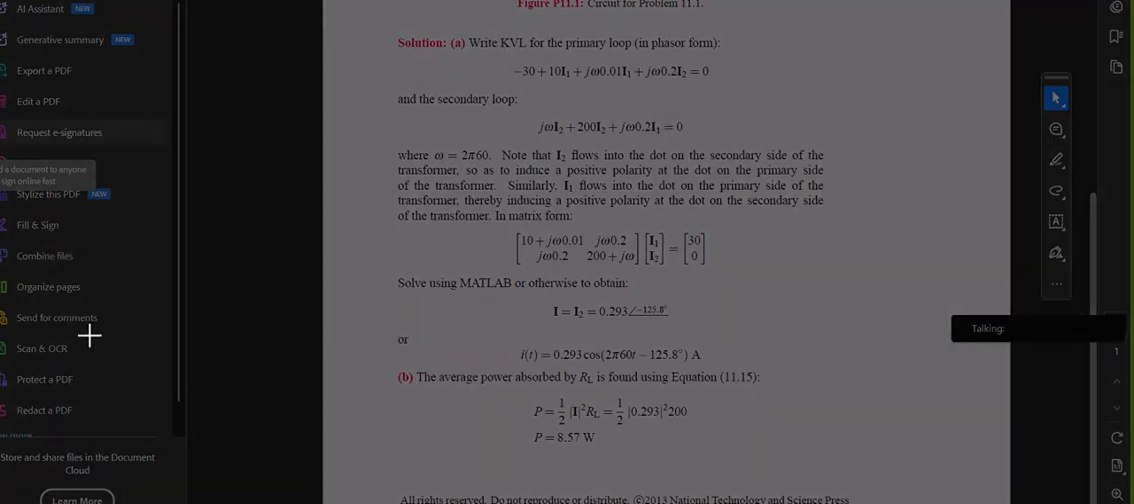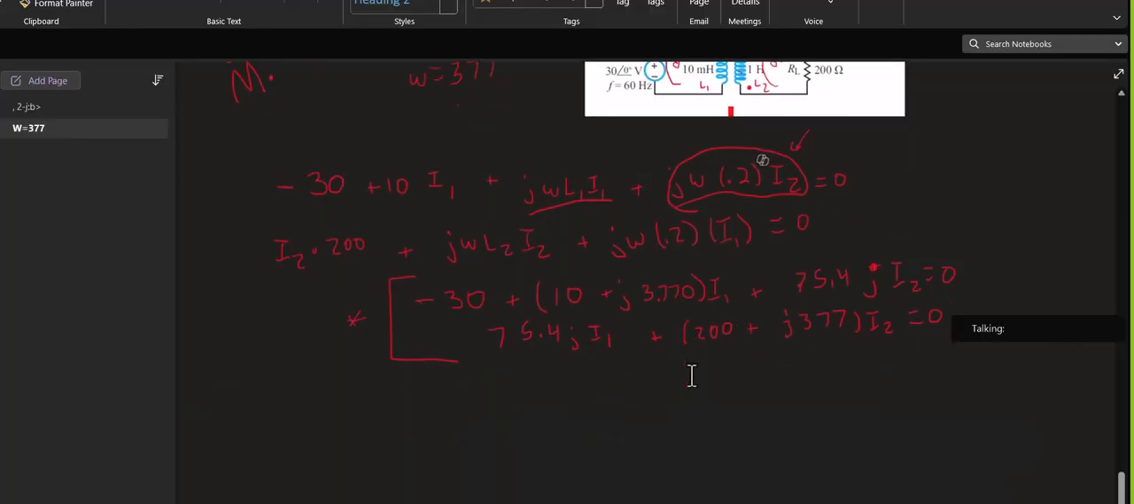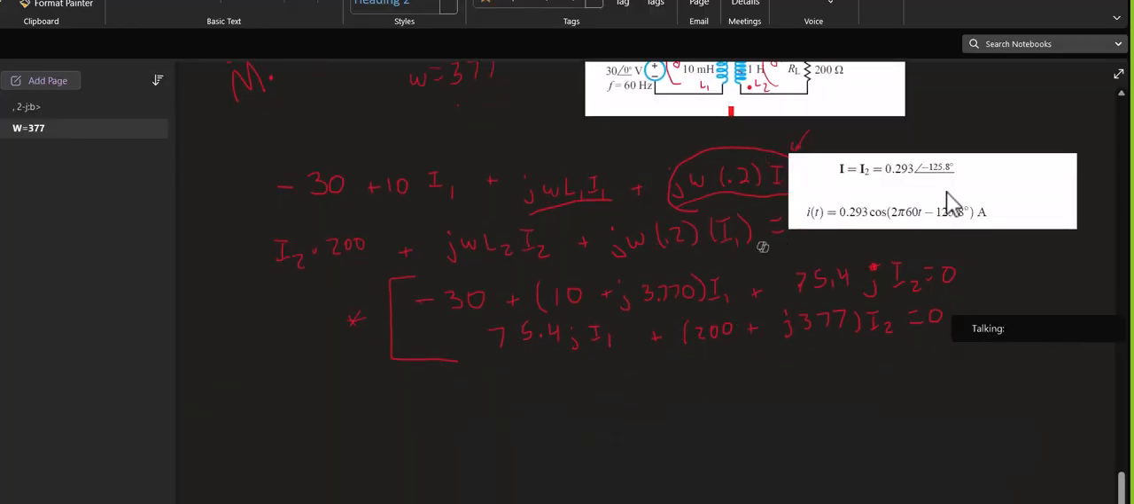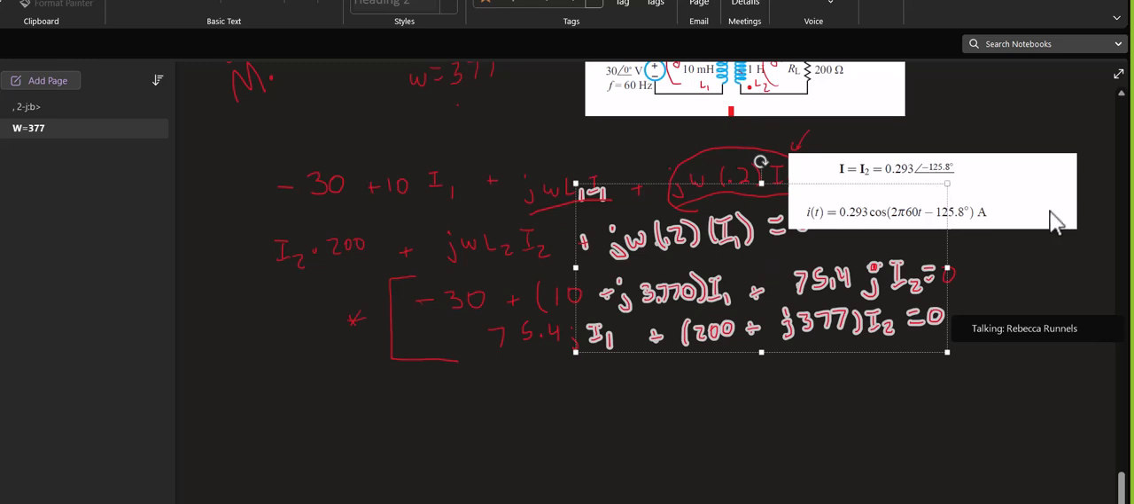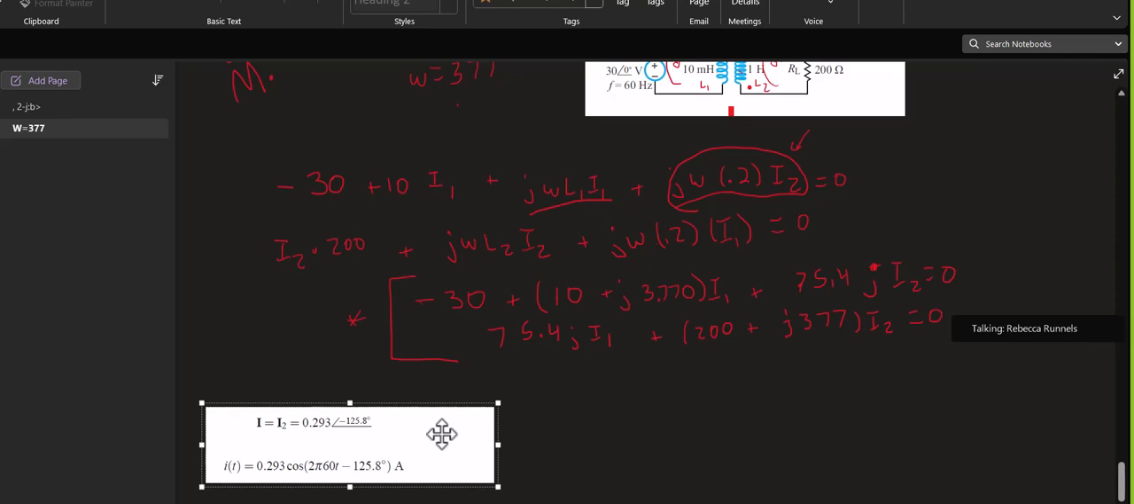Let's do the second part of the problem, which said we should be allowed to use MATLAB circuits. The second part of the problem, which I did not tell you what it was, said to find the average power absorbed by RL.